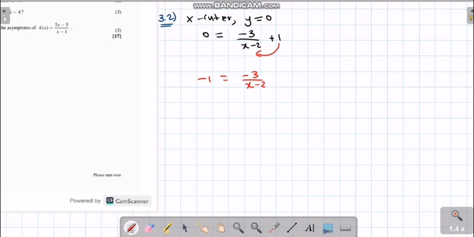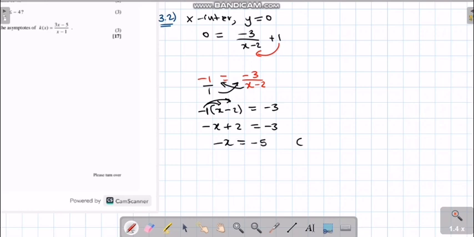Now we have to cross multiply. So this will multiply that, and that will multiply that. So negative 1 into x minus 2 is equal to negative 3. Someone can divide by that negative 1, someone can open the bracket. Let's just open the bracket. So we have negative 1 here. Let's distribute: negative x plus 2 equals negative 3. Then our negative x is equal to negative 5. Then we remove that negative, so x is equal to 5. Then our coordinates will be (5; 0).